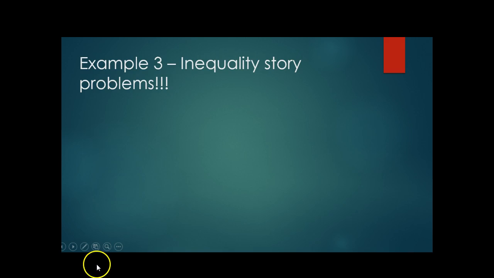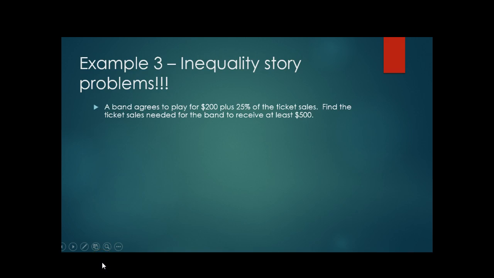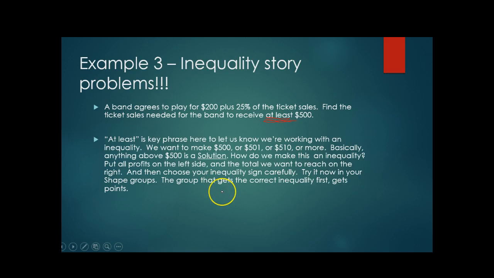Next example, example 3, we're going to be looking at inequality story problems. A band agrees to play for $200 plus 25% of the ticket sales. Find the ticket sales needed for the band to receive at least $500. The key words here to know that this is an inequality are these words, at least. Now this can be kind of deceiving because when we create our inequality, you think least, you think less. But in fact, you're trying to find a profit that is greater than 500. So you're actually going to use the greater than or equal to side, depending on how you set it up.